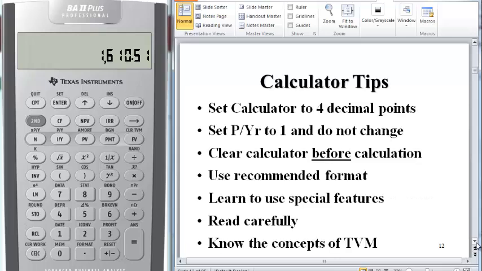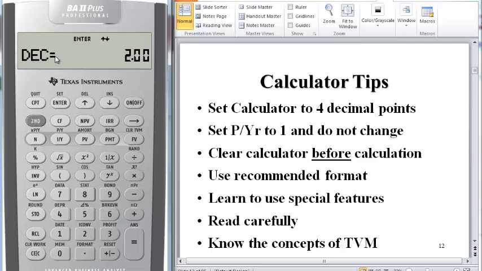First things first, we want to make sure that our calculator is set appropriately, so that if we're taking the CFP exam, the exam for this course, or anything else, we can standardize where our calculator is set. The first thing I want to do is set my calculator to 4 decimal places. How do I do that? There's a format button right down here. I push the second button, then format, and it says DEC equals 2. I want that to be 4, so I say 4 and then enter. Now my decimal places are set to 4.